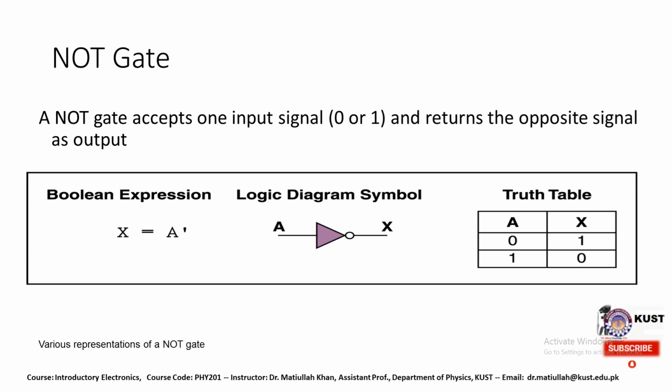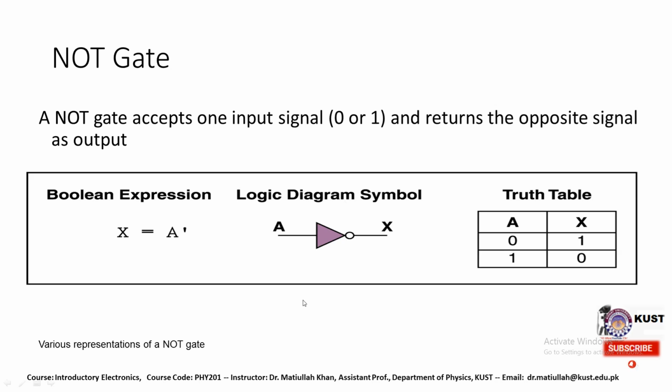If you look at the NOT gate, it accepts one input signal, and the outcome is that it gives us the opposite signal as output. Just like if we have input 0, the output will be 1, and if the input is 1, the output will be 0. So the Boolean expression for the NOT gate is x equals a dash. In the logic diagram we can see that a is the input and x is the output. This is the basic logic diagram for the NOT gate.